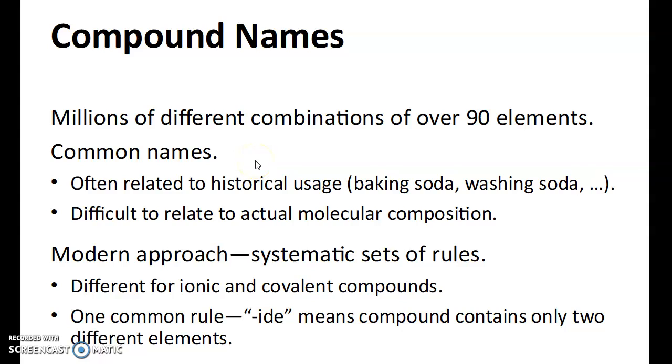So there are millions of different combinations of these over 90 elements, and some of them we refer to as common names. Baking soda instead of sodium carbonate, washing soda. Baking powder, by the way, is actually 2 separate molecules. It's sodium bicarbonate and sodium carbonate. And it's difficult to relate these names to the actual molecular structure. For example, quicklime has nothing to do with the little lime on a tree. It has to do with the calcium hydroxide material, calcium chloride, and the way those things are mixed together.